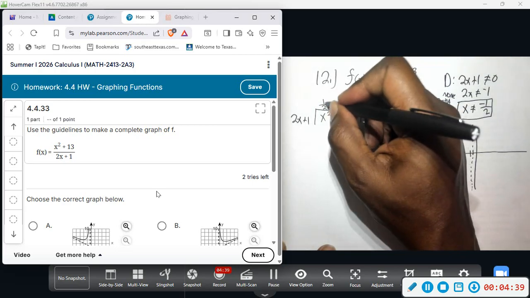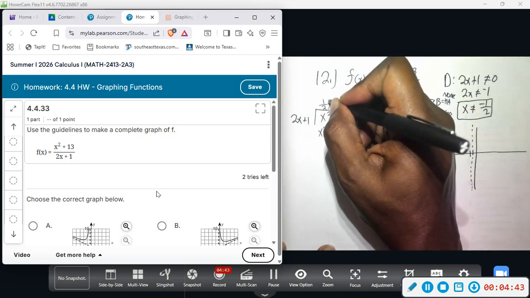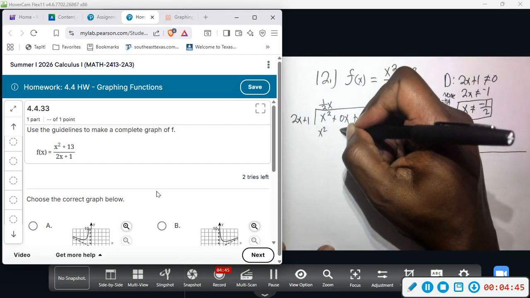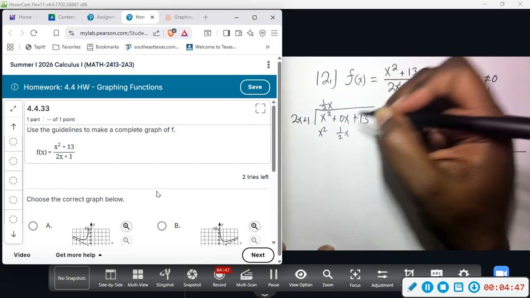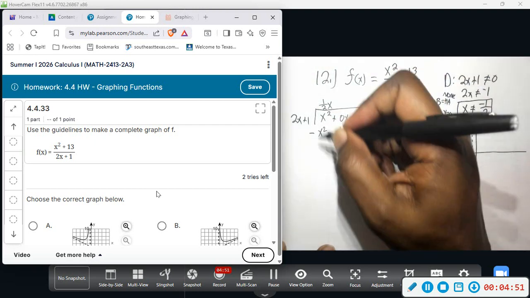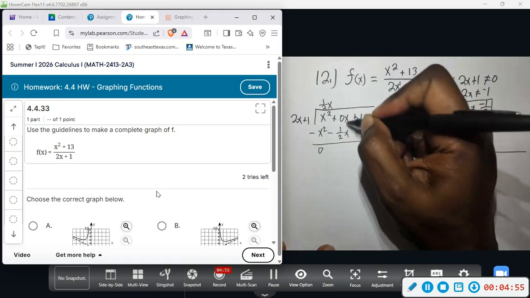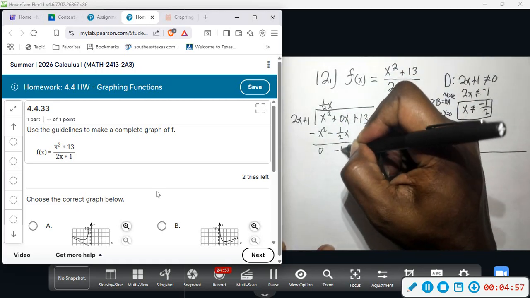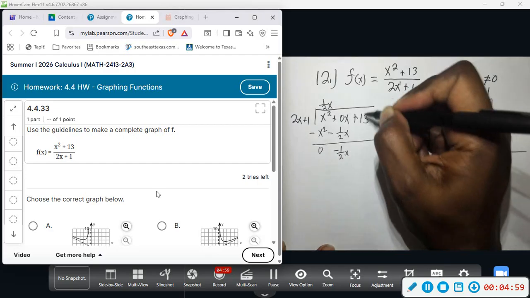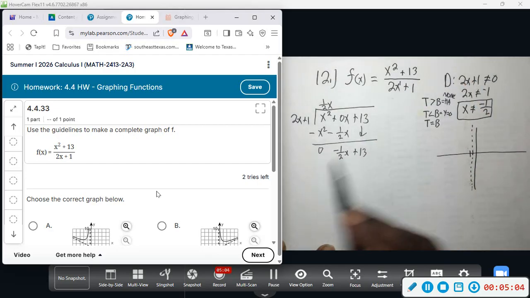So multiplying 1/2 x times 2x will give us x squared. 1/2 x times 1 will give us 1/2 x. And then you subtract, so this will become negative, this will become negative. Usually we say change signs. That will cancel out to 0. We'll bring down the negative 1/2 x, and then we bring down the next term, plus 13. And then we repeat the process.